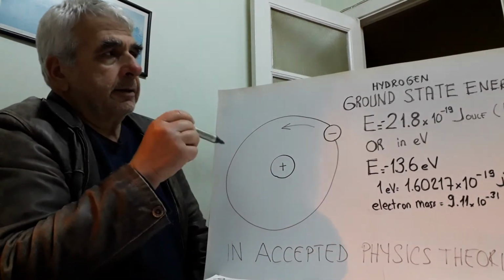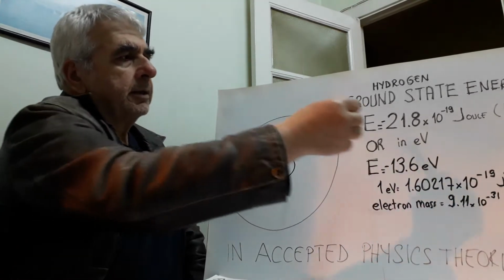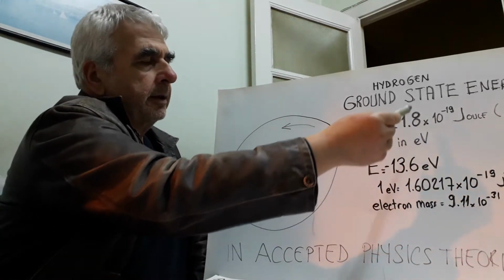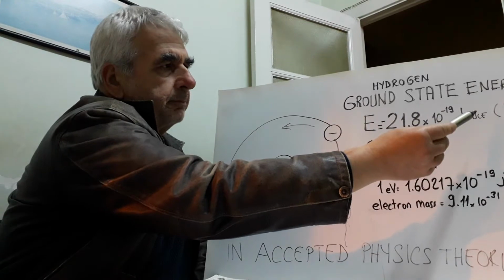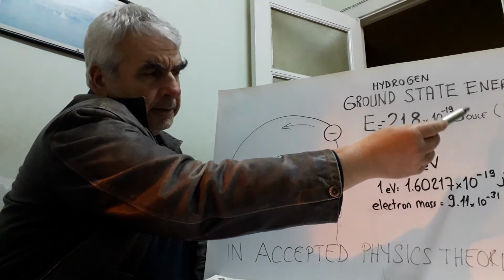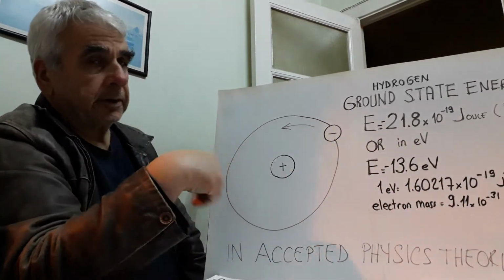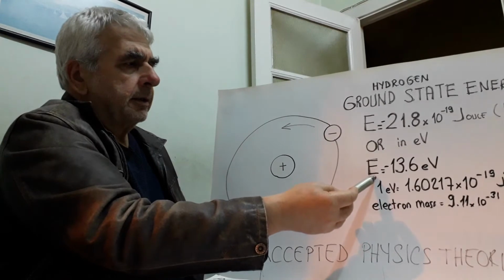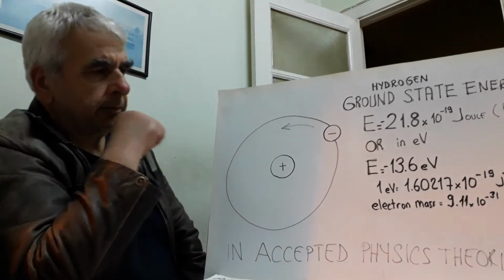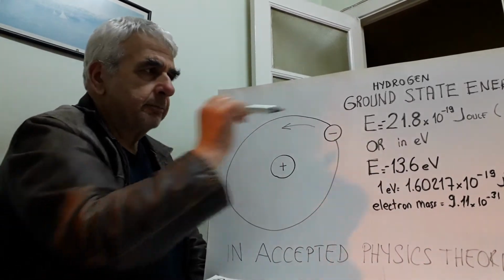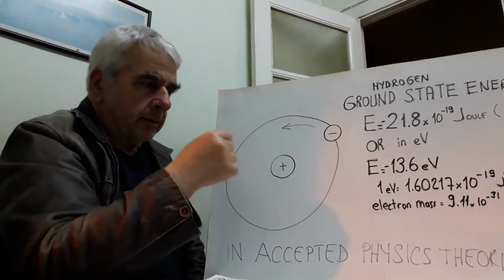Ground state energy of a hydrogen's single electron is 21.8 10 to the minus 19 joule, or kilogram meter per second square, or in electron volts converting, energy is 13.6 electron volts, but they put a minus in front of these figures. Okay.